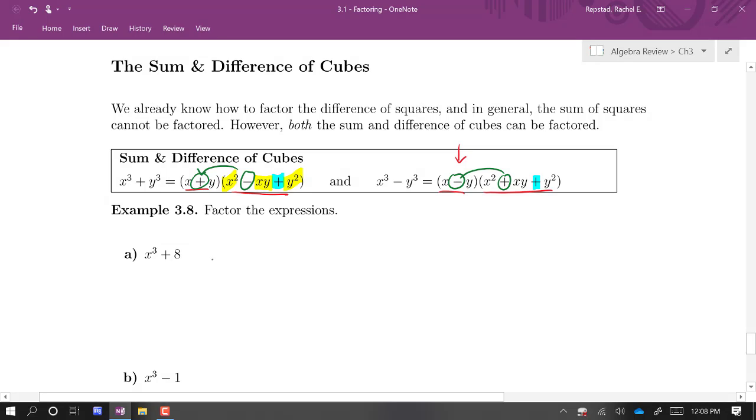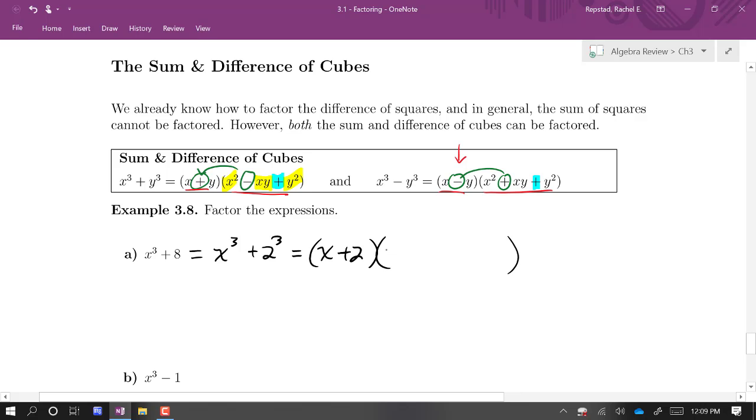So we'll begin. Here I've got x cubed plus 8, and the first step in factoring a sum or difference of cubes is to recognize that you're looking at a sum or difference of cubes. 8 is a perfect cube. It's the cube of 2. So this is a sum of cubes. I'm going to have a little factor and a big factor. My little factor is just x plus 2.